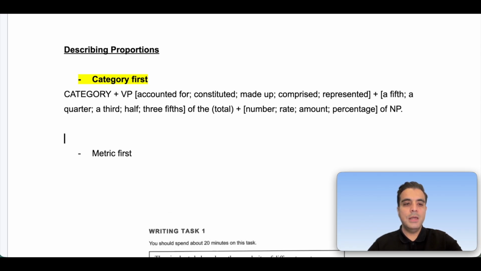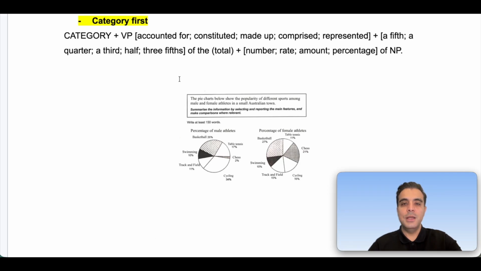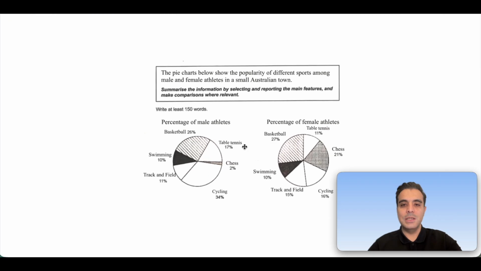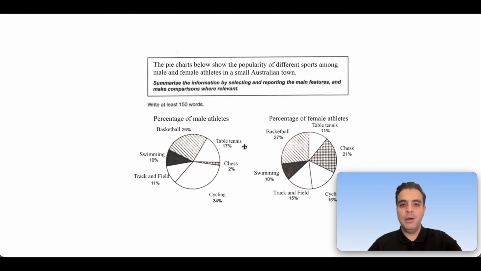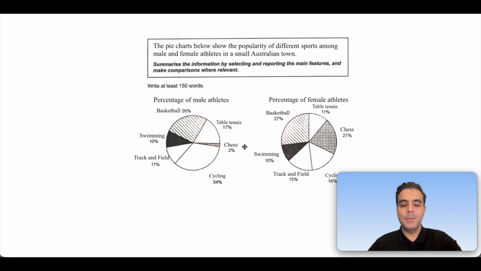Let's try to put together a sample sentence here. So let's use the category first structure to describe a proportion that we see in this data. So first, let's familiarize ourselves with the chart. It says the pie charts below show the popularity of different sports among male and female athletes in a small Australian town. So we have percentage of male athletes who played different kinds of sports, and then percentage of female athletes who played the same sports.